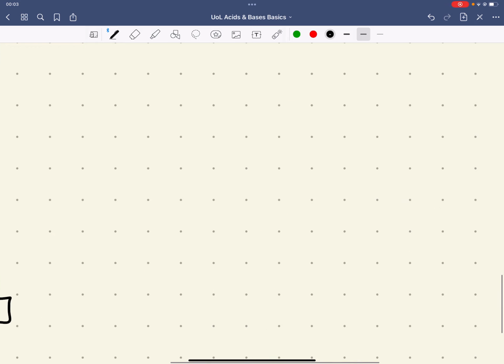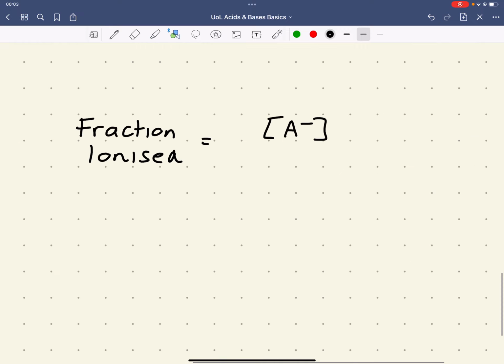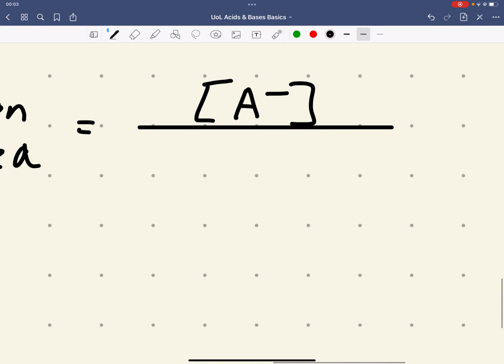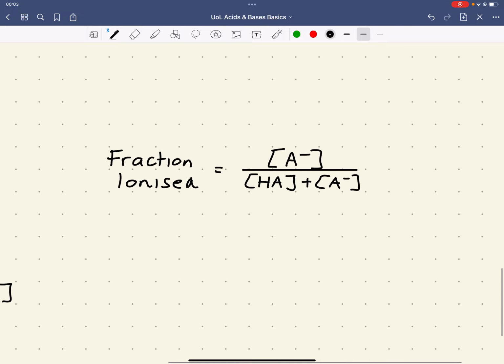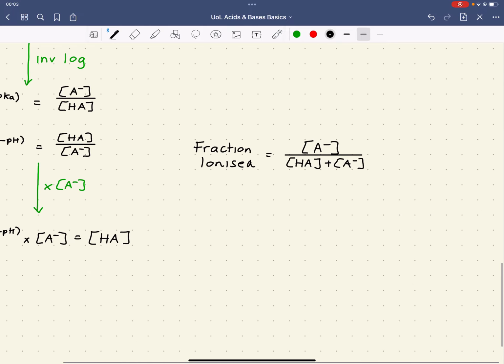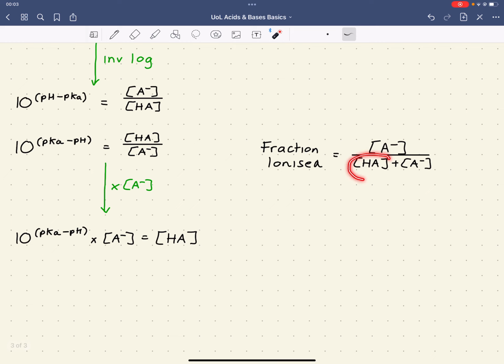Now, the fraction of the weak acid which is ionised can be given by the following. So it's the concentration which is ionised over the total concentration of your acid, unionised plus ionised. Okay, so hopefully you can see that that is relatively straightforward. What I can now do is this HA term here can be replaced by all this, which is also equal to HA.